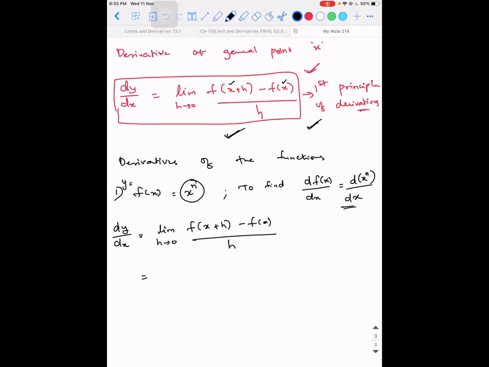Okay. So f of x plus h means what should I do? In the place of x power n, what should I write? Does it make sense? It's just like how you deal with polynomials. I give you a polynomial, I ask you what is p of x plus h. Wherever x is there, you substitute x plus h. So x plus h the whole power n minus, what is f of x? x power n, divided by h. Be confident.